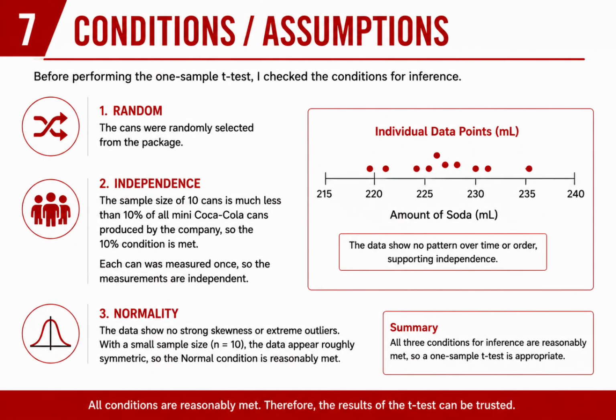Before performing the inference procedure, I checked the conditions for a one-sample t-test. The random condition was met because the cans were randomly selected from the package and randomly chosen from the store. The independence condition was met because the sample size of 10 cans is much less than 10% of all mini Coca-Cola cans produced. The normal condition was reasonably met because the data showed no strong skewness or extreme outliers.